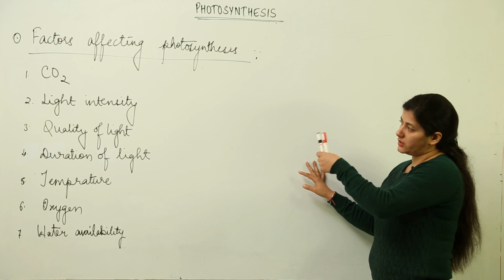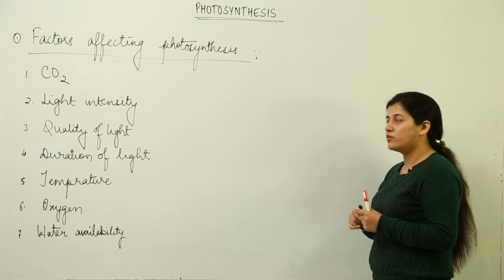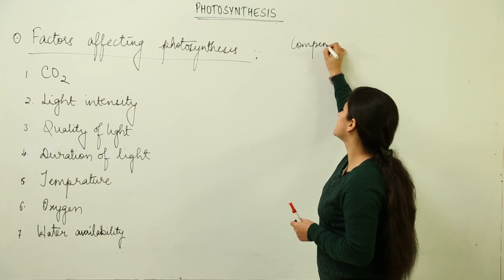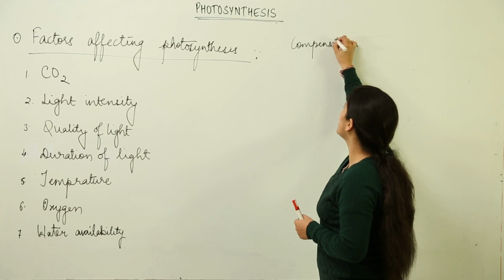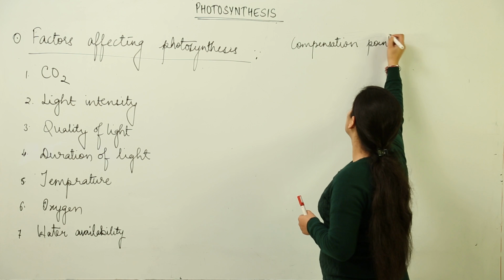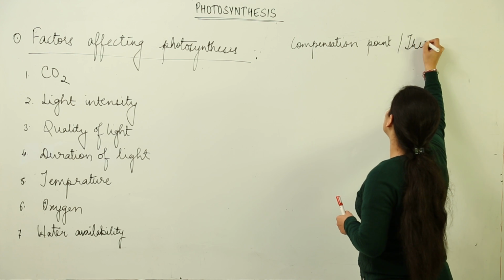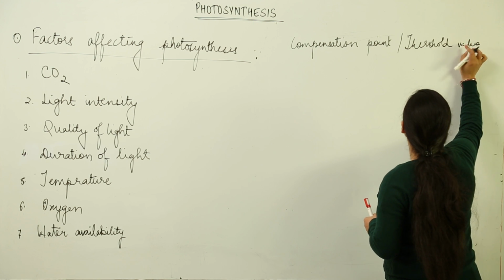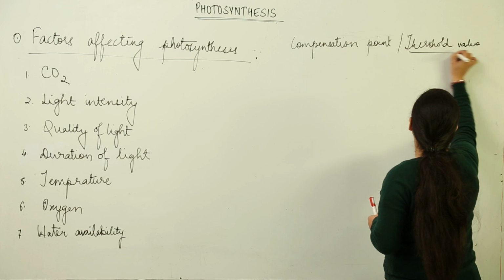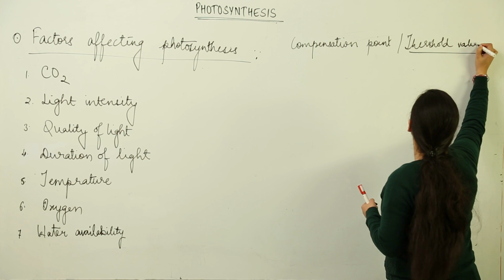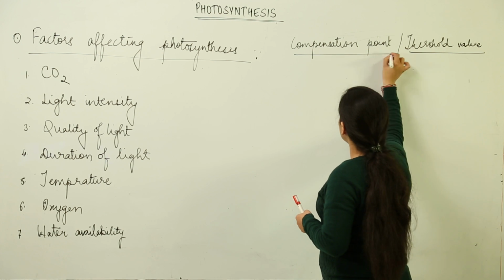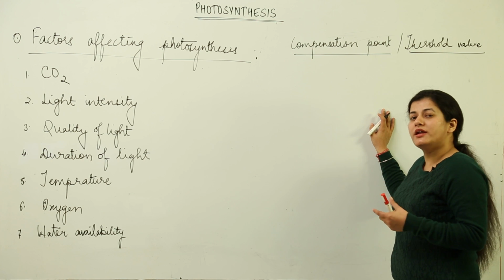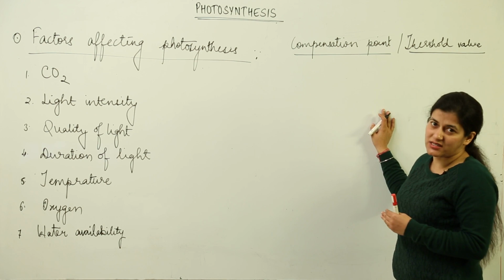Before we start with each of the factors individually, I want you to understand one term, that is compensation point. Another name for this compensation point is threshold value. Now, what is this compensation point or threshold value in the context of these factors? See, the compensation point or the threshold value would be that value of a particular factor where there is no exchange of gases taking place.